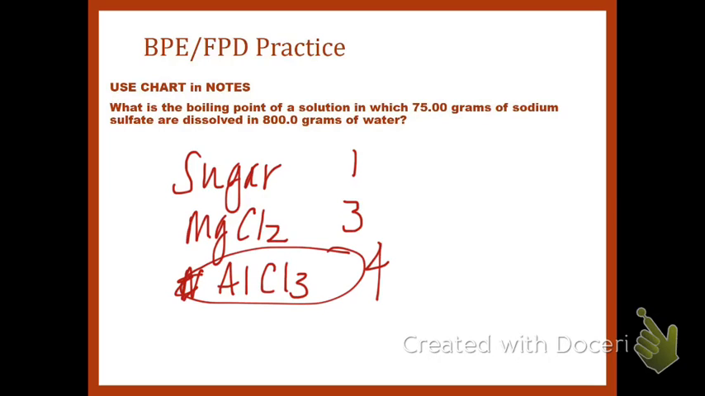Okay? Now listen closely to what I'm going to say, because this is where people get confused. Which one would have the highest freezing point? The highest freezing point? Sugar. Because sugar would have the least amount of effect on the freezing point, so it would have a higher freezing point. The aluminum chloride would have the lowest freezing point. So I want to make sure you understand how to look at that.